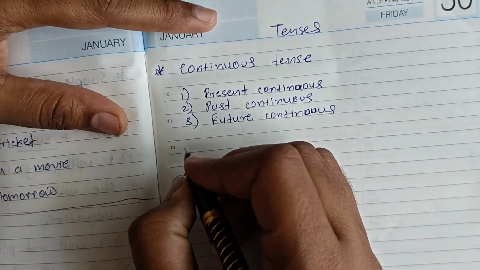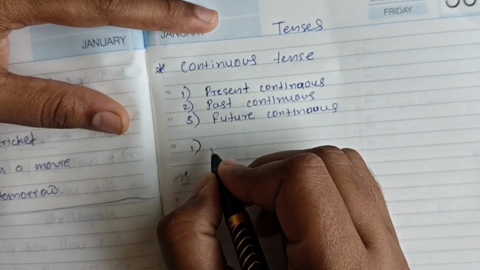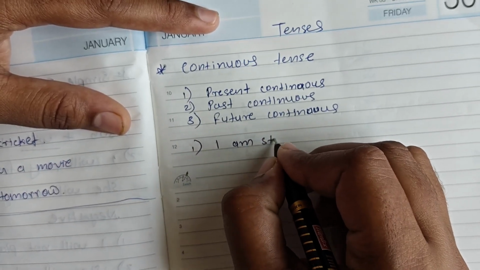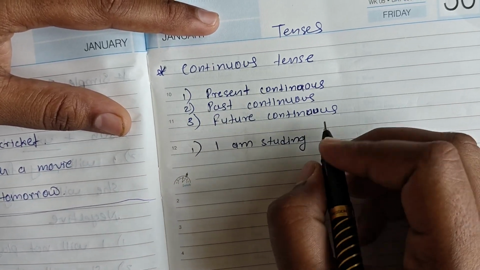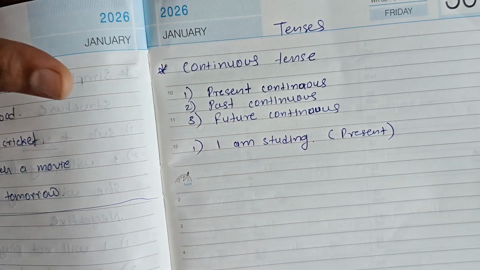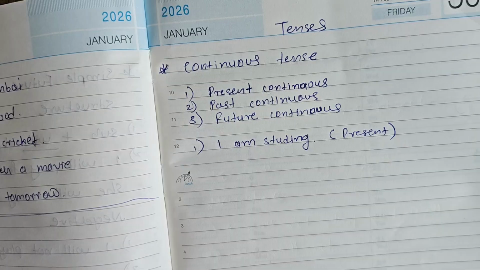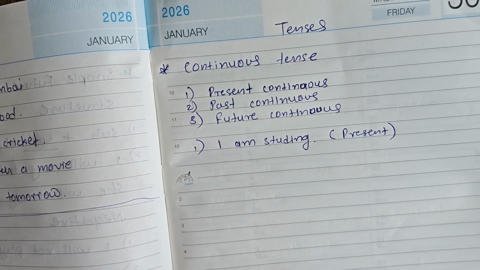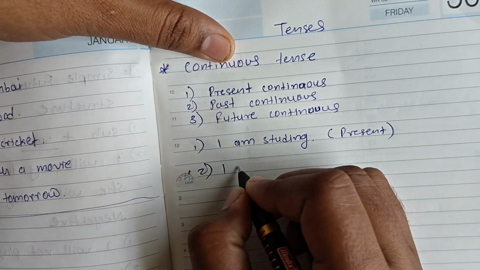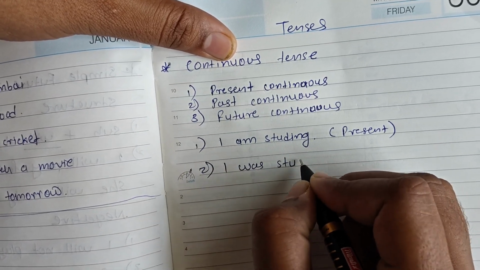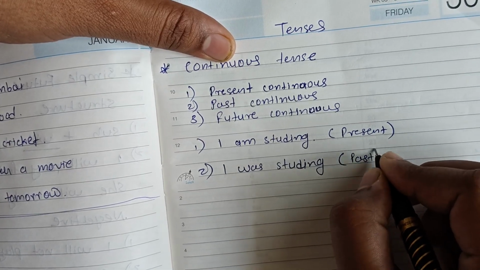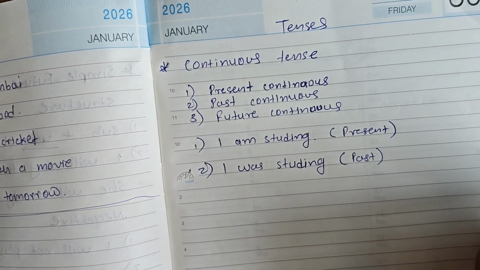Let's see a few examples first. I am studying. This is present continuous tense. I am studying means मैं पढ़ाई कर रहा हूँ in Hindi. The second one is I was studying, मतलब मैं पढ़ाई कर रहा था in past. This is the example of past continuous tense.